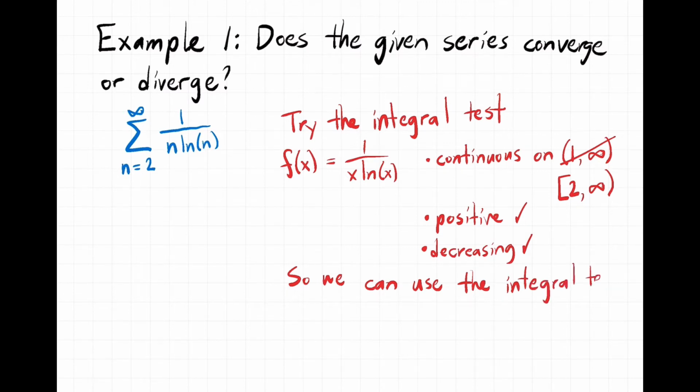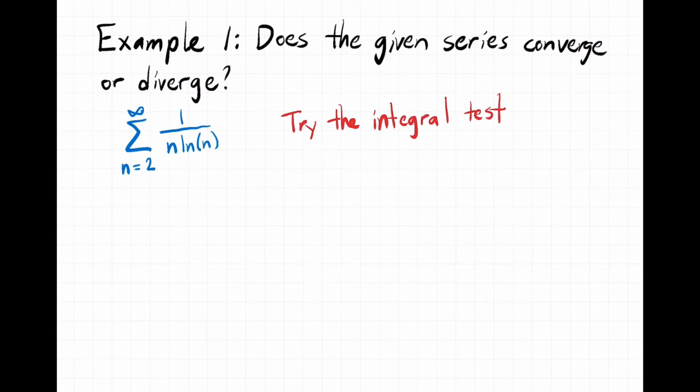So let's try it. Let's just take the integral. This time we're going to start at 2 instead of at 1. It is okay to move that lower bound, or that initial value of n, higher than it would normally have been. It is okay to do that. So since our series is starting at 2, we'll also start our integral at 2, and that's okay.